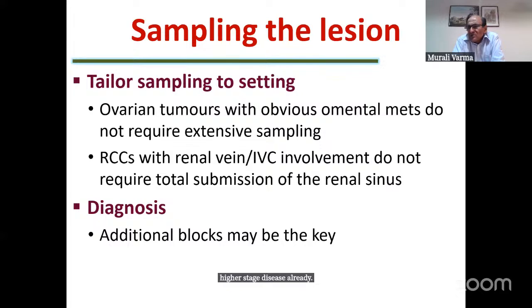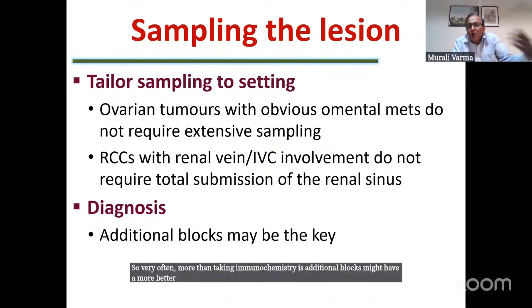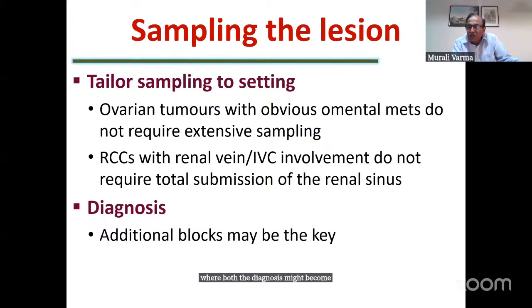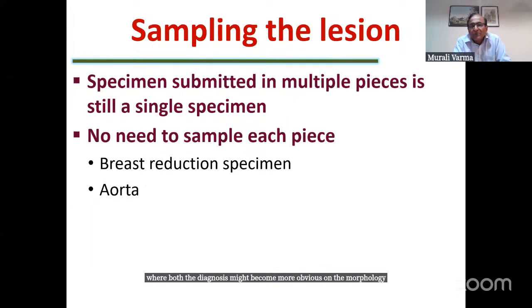When it comes to diagnosis, as pathologists, we are very much into immunohistochemistry. I would make a plea for extra blocks. Very often, more than taking immunohistochemistry, additional blocks might have a better differentiated area where the diagnosis might become more obvious on the morphology and the immuno also may be more reliable.